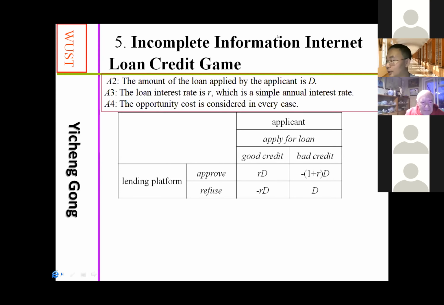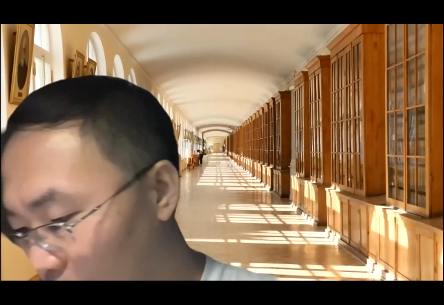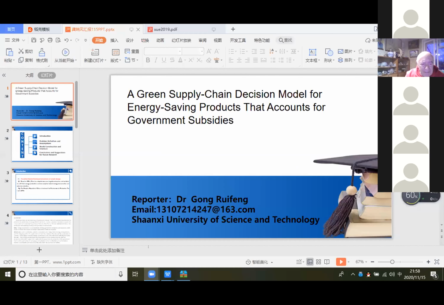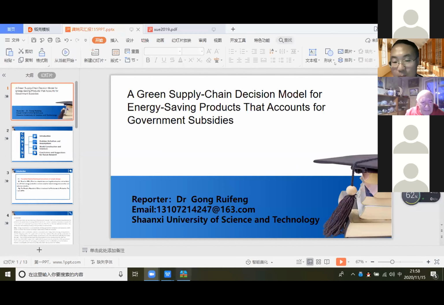Okay, thank you for the Professor's presentation, and the next presentation is from Gong Ruifeng. He is a PhD student from Shanxi University of Science and Technology. His report is Green Supply Chain Decision Model for Energy Saving Products that accounts for government subsidies.